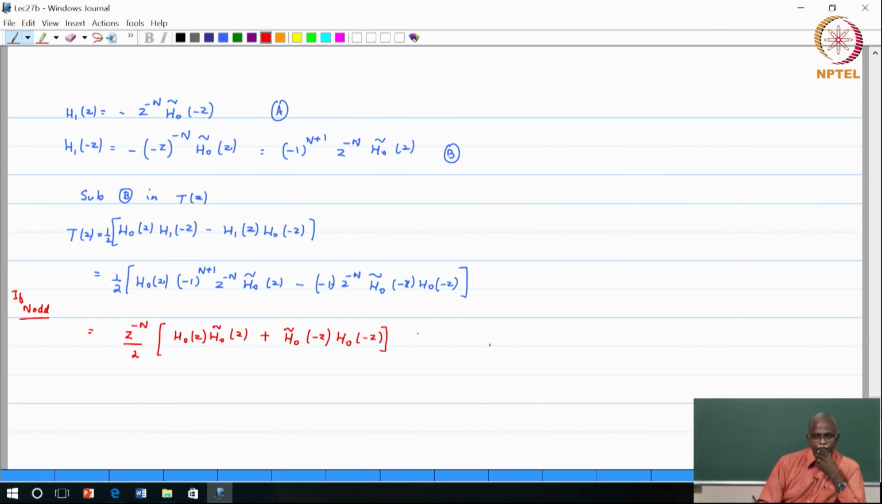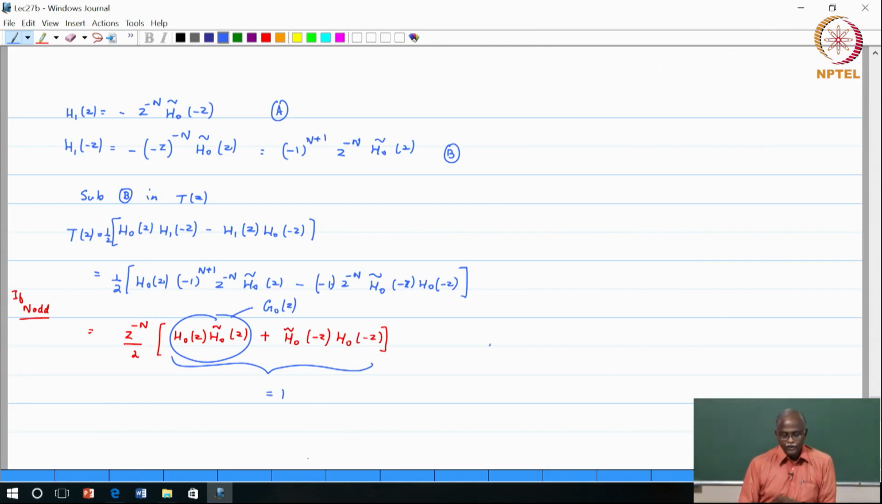Okay, this is T of z. Now, do you know any filter that will satisfy this to be equal to 1? If this is a spectral factor of a half band filter, right. So, what do I need? I need to design a half band filter, shift it up, spectral factorize it, and then use that in the QMF, in the 2 channel filter bank.